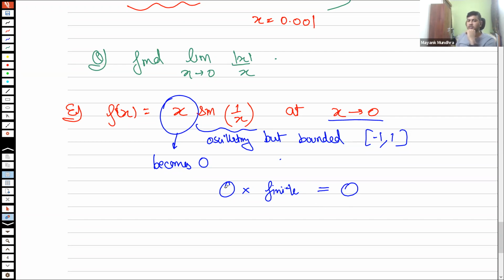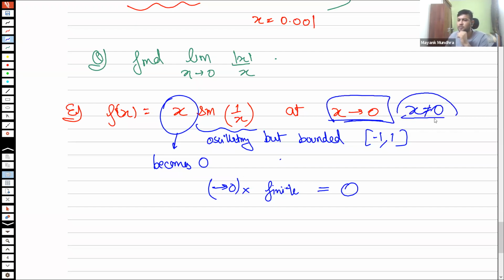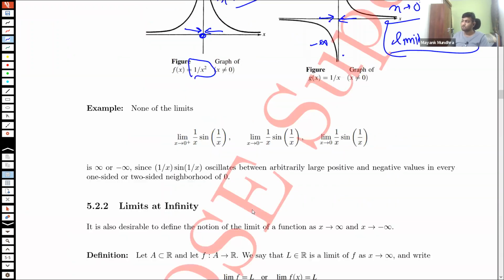Okay, actually not 0. This becomes 0. So this is like tending to 0 multiplied by something finite. Not absolute 0, because like I told you, x tending to 0 implies that x is not equal to 0. This is x becoming closer and closer to 0, and it gets multiplied by something which is bounded in the range -1 to 1. So it has to be 0 into something finite, and that becomes 0. Okay.